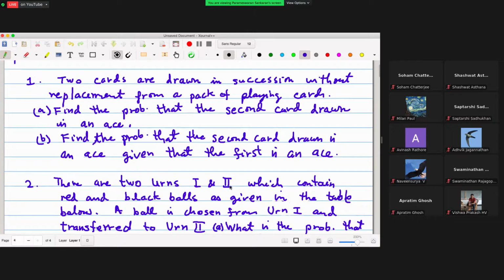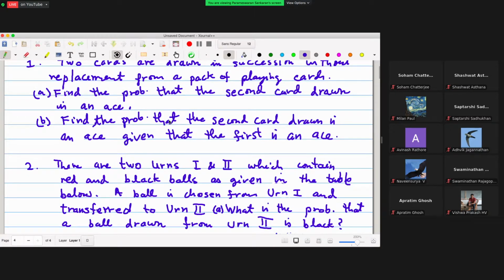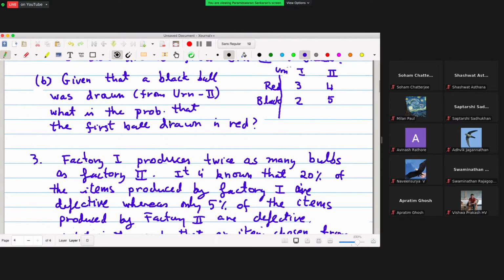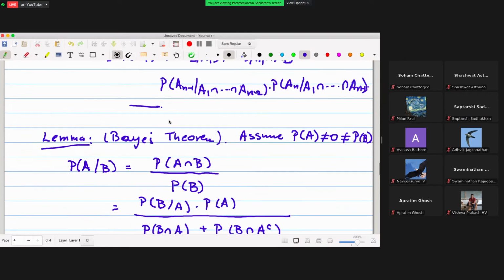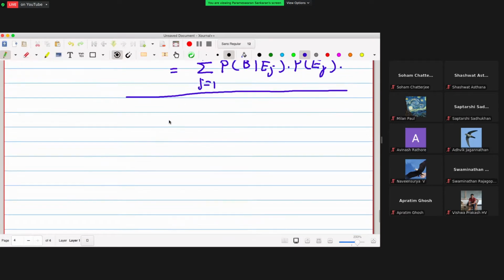Find the probability that the second card drawn is an ace. That's one problem. Find the probability that the second card drawn is an ace, given that the first is an ace. So let us do the first problem. So you have a pack of 52 cards. So question 1, A.